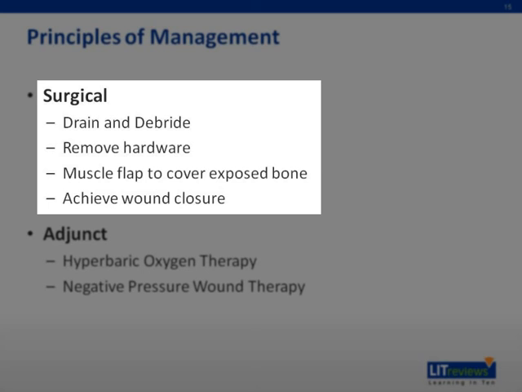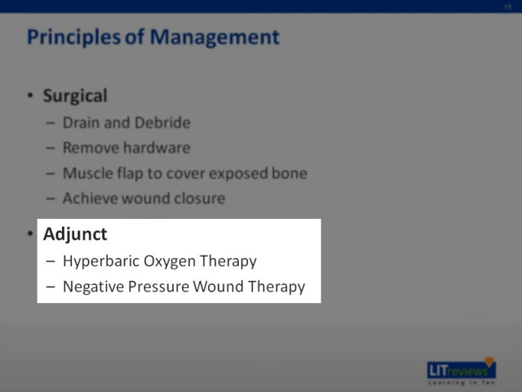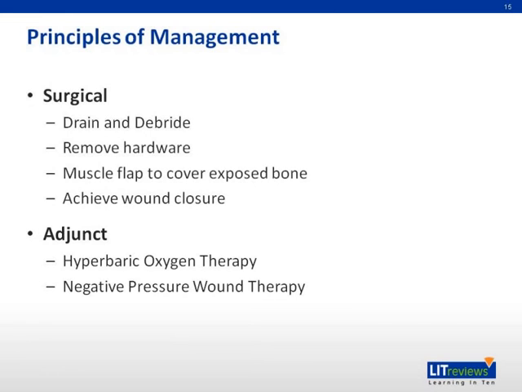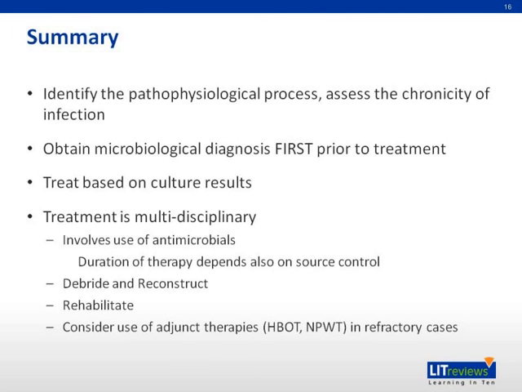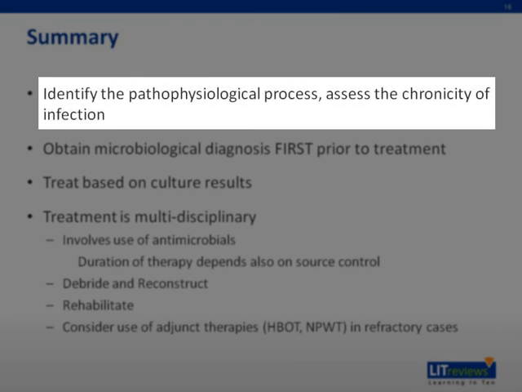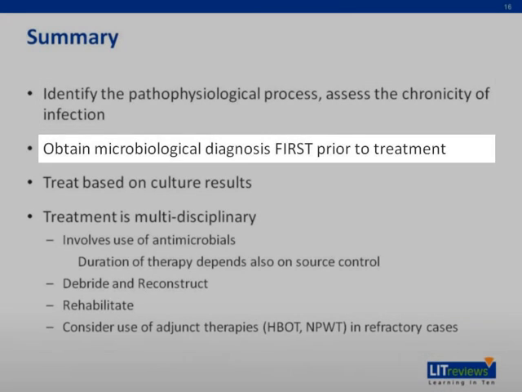In summary, in managing osteomyelitis, identify the pathophysiological process driving the infection, assess the chronicity of infection, and obtain microbiological diagnosis first before starting treatment. Treatment is based on culture results. It is also based on the pathophysiological process and the chronicity of the infection, and is often multidisciplinary.